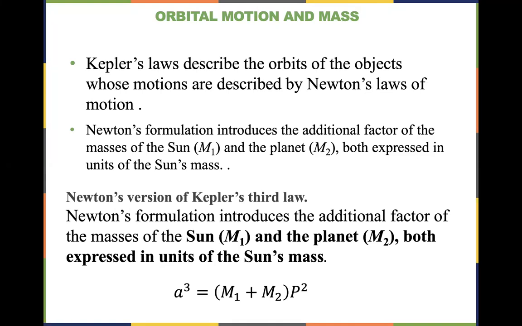Right, so basically Newton's formulation introduced the additional factor of the masses of the sun and the planet into Kepler's equation, both expressed in units of the sun's mass, right? Now Newton's version of Kepler's law is written as a cubed equals m1 plus m2 times P squared, right? So that's how you write Newton's version of Kepler's law.